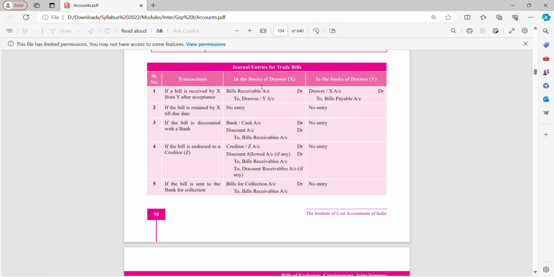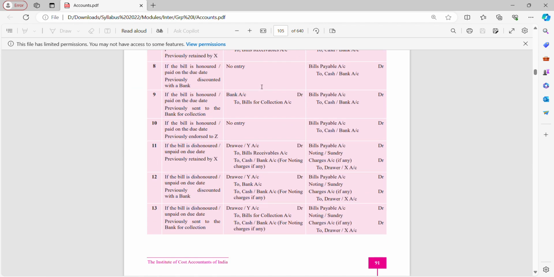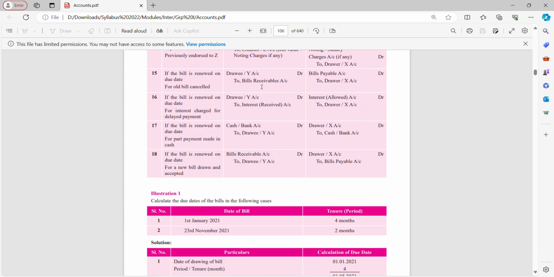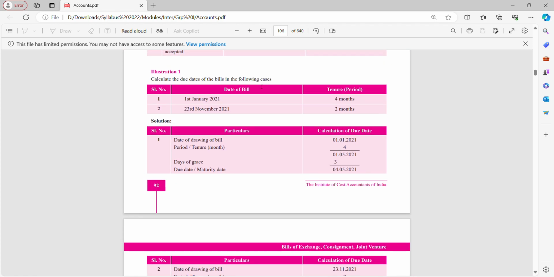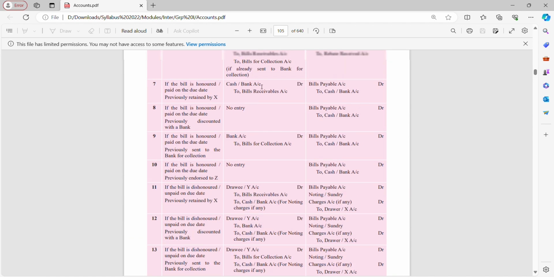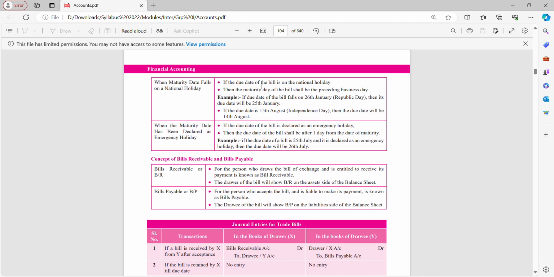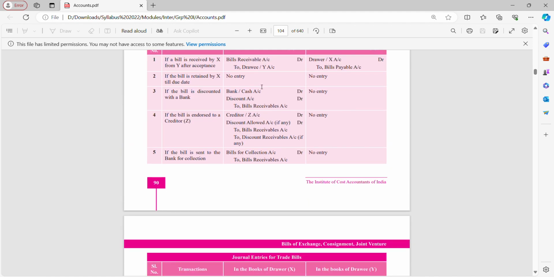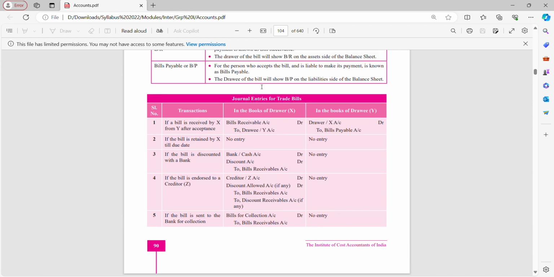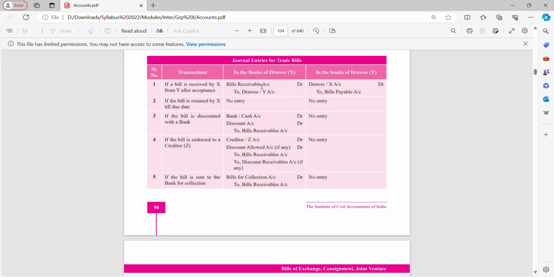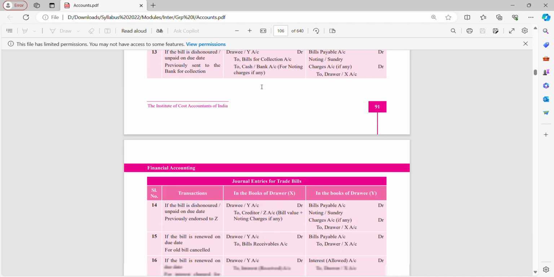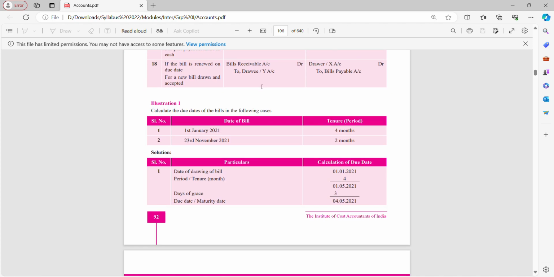Then we have journal entries in this chapter, and then we have sums. So what I have done is I have divided into theory content, one lecture, then next lecture will be journal entries, and third lecture will be related to our sums. Thank you.